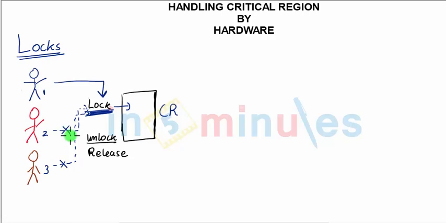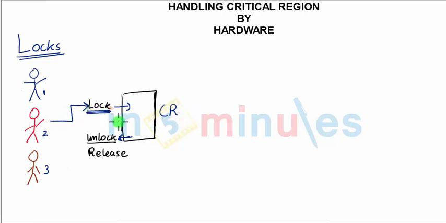So when will they be given access? The phenomenon is simple. When process 1 comes out of the critical region, it will unlock. That means the lock which was acquired by process 1 is now removed. Under this scenario only, the next available process would be given access. In our case, consider process 2 acquires the lock.